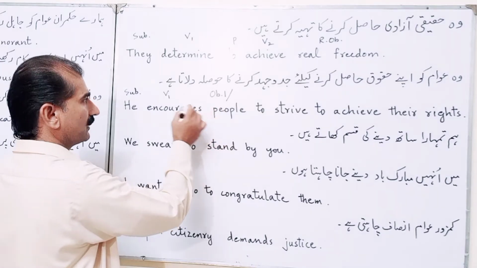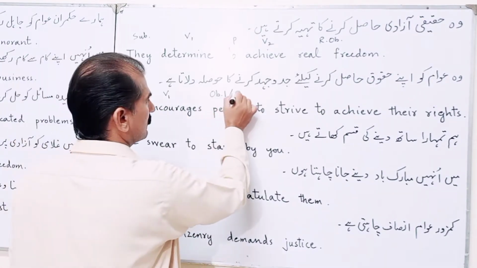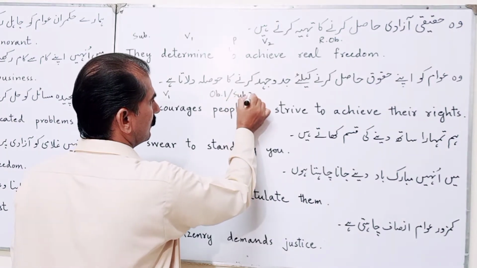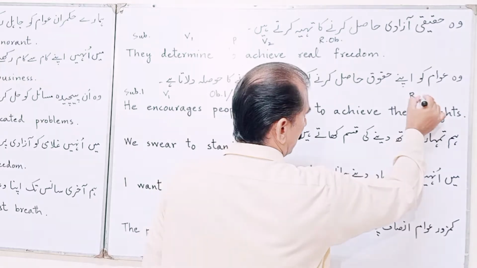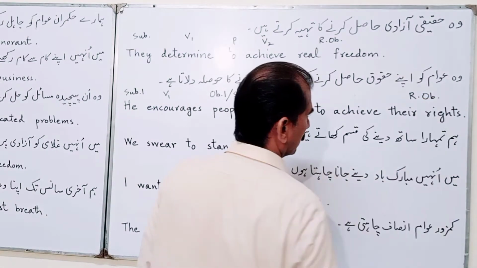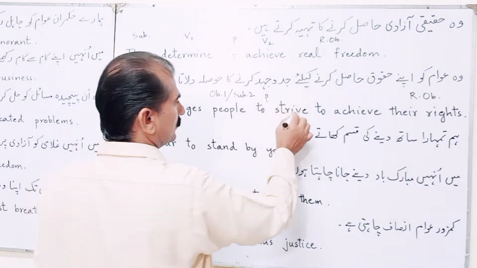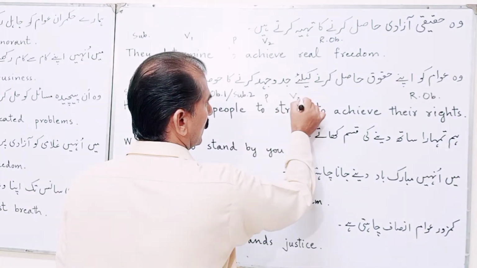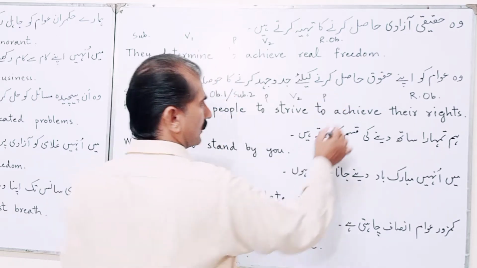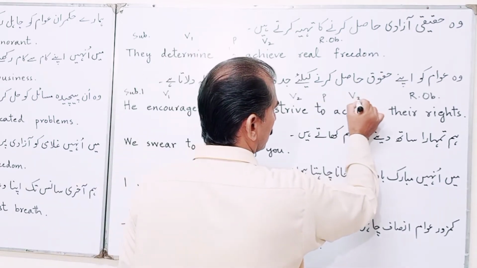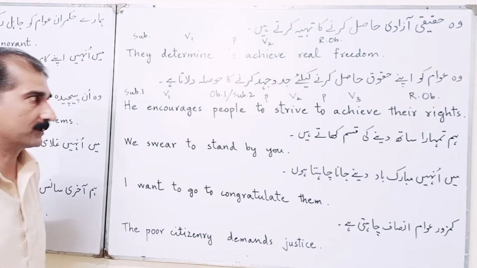It serves as an object for the subject one and as subject second for the object or real object, for the second object or real object. Now to is a preposition, strive is verb. To is again a preposition, achieve is verb 3, and their rights serves here as a real object.